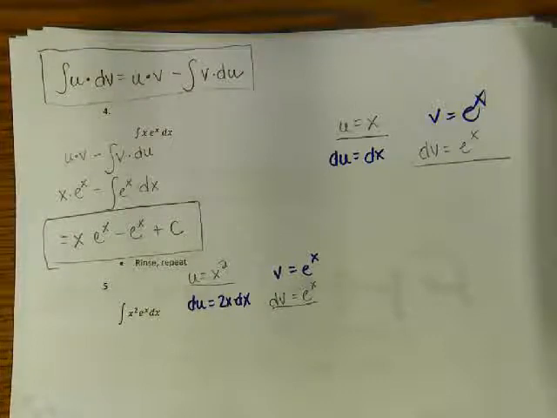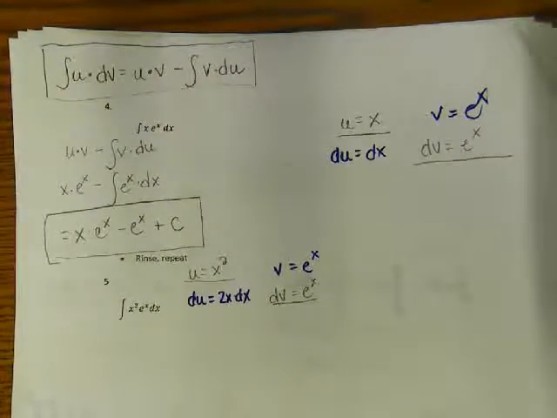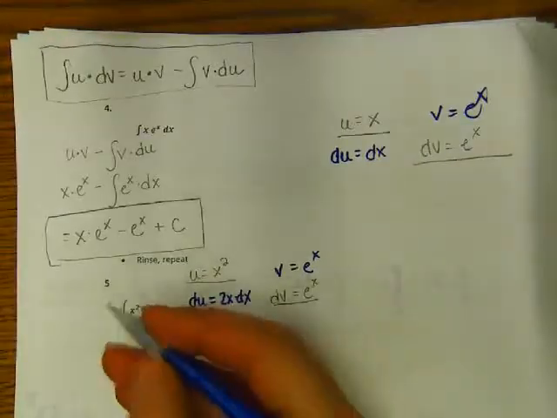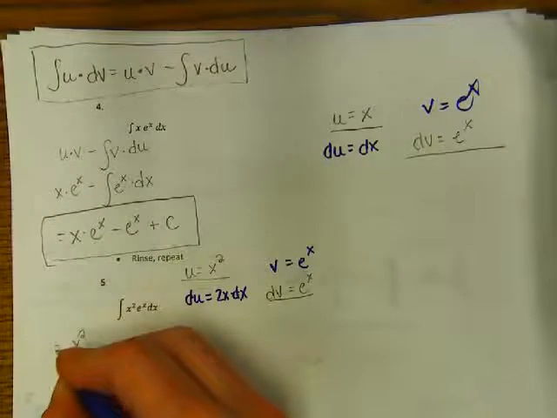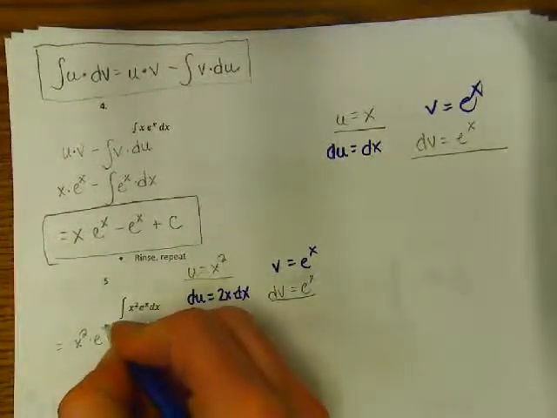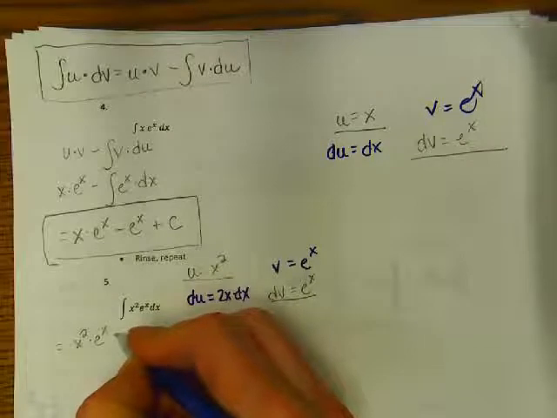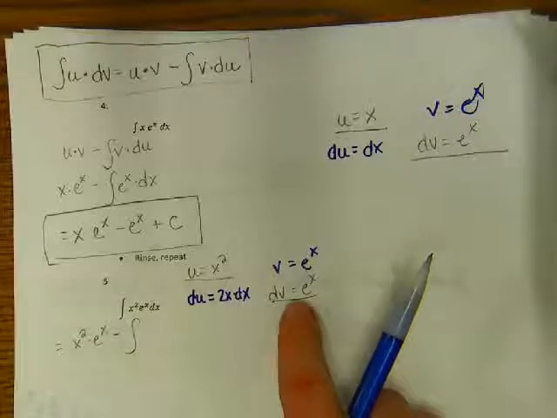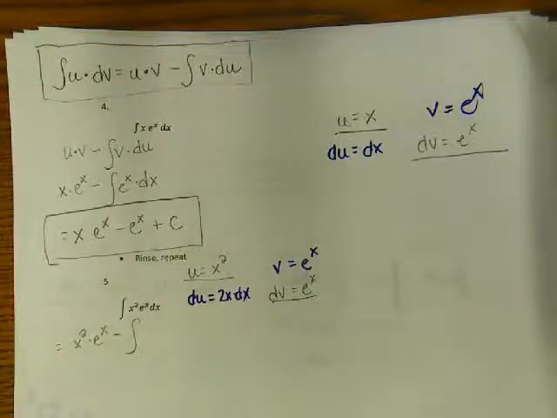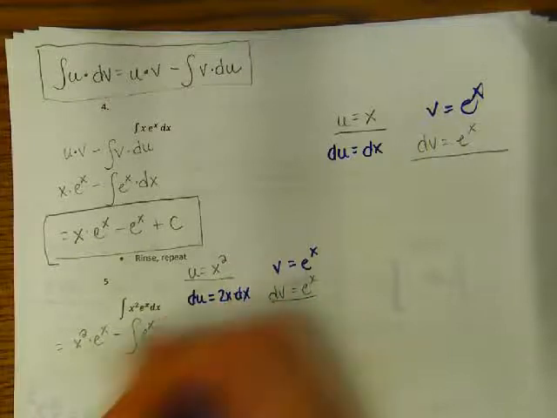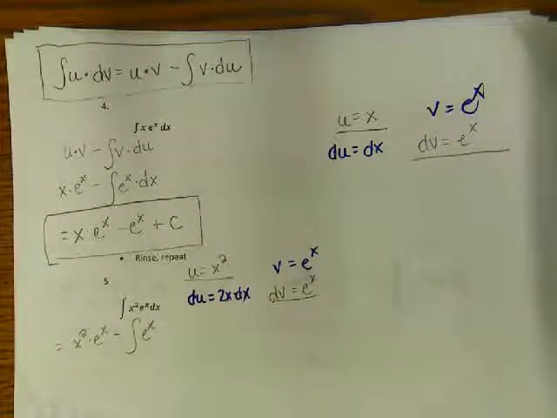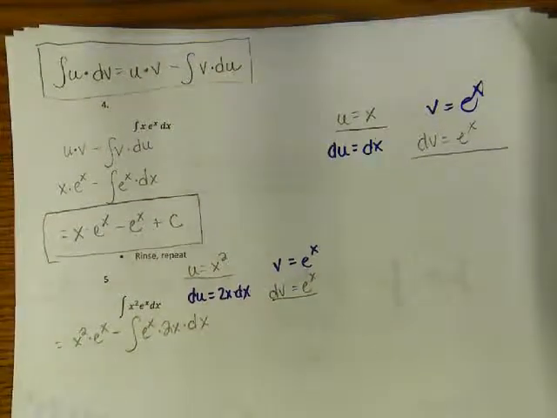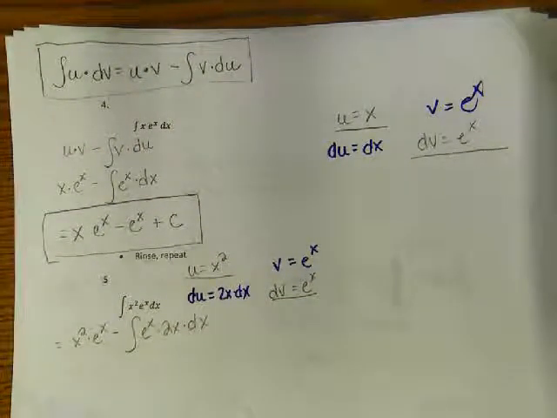Alright, so I write out this formula. Okay, I'm going to do u times v. So x squared times e to the x minus the integral of v du. So what's v? E to the x. And what's du? 2x. Okay. So this is where the rinse repeat comes in.